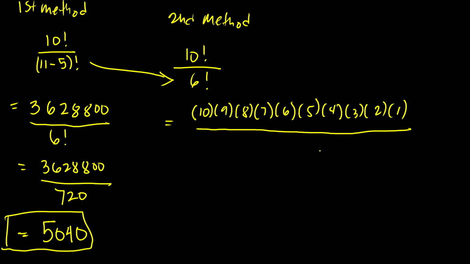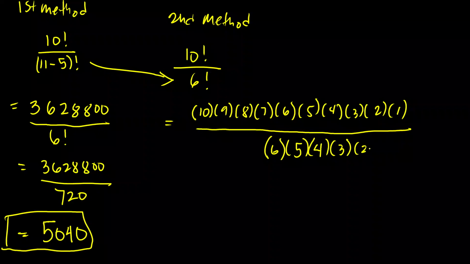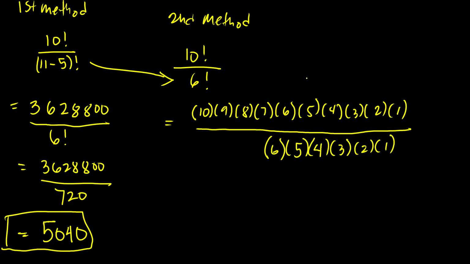O, sakto yung linya natin. 10, 9, 8, 7, 6, 5, 4, 3, 2, 1 over 6 factorial is equal to 6 times 5 times 4 times 3 times 2 times 1. So, katulad kanina, simula 6, 5, 4, 3, 2, 1 meron sa numerator, 6, 5, 4, 3, 2, 1 meron sa denominator. So, cancel out. Wala na lahat. Equal na lang sa 1.